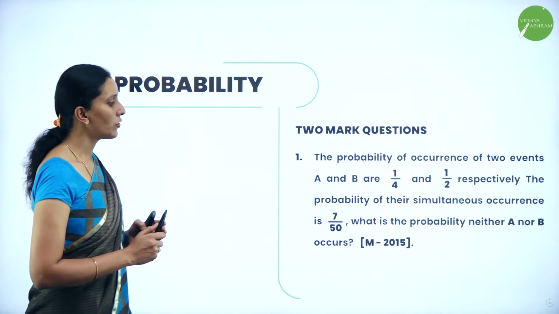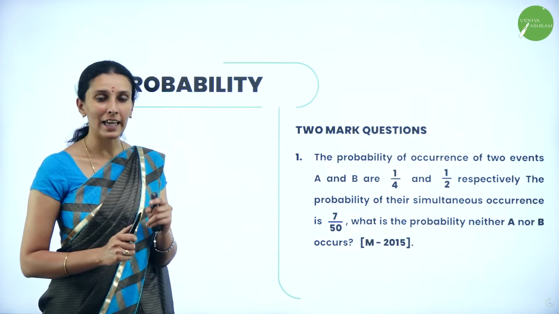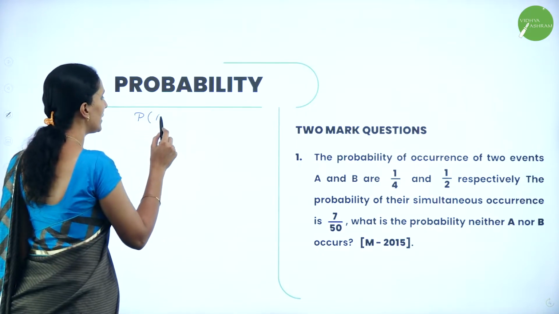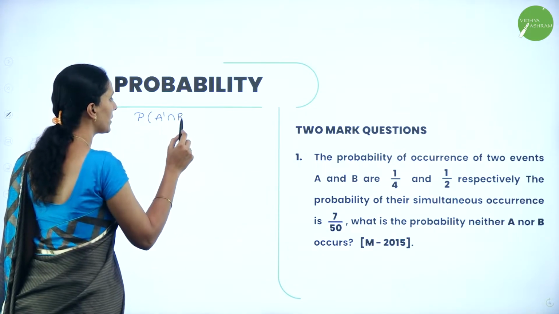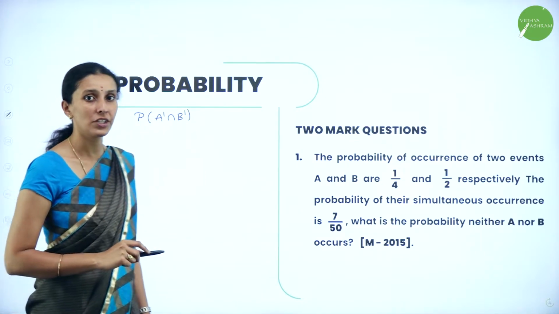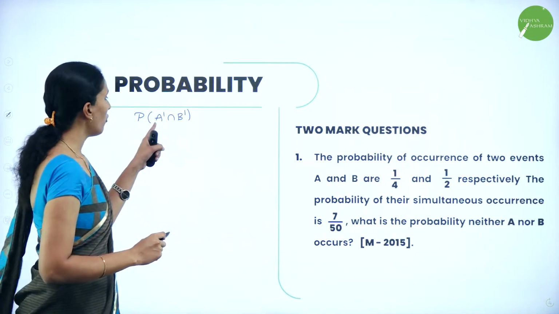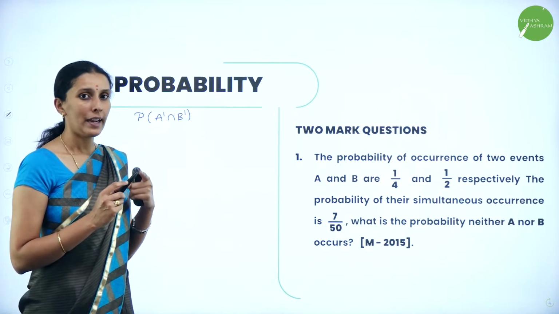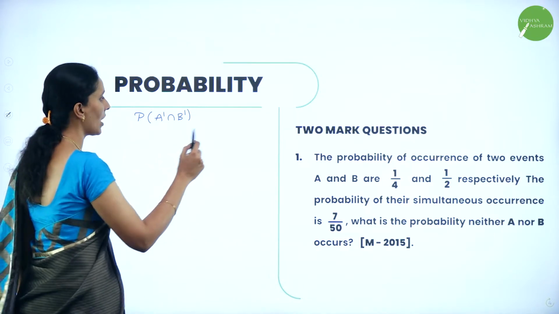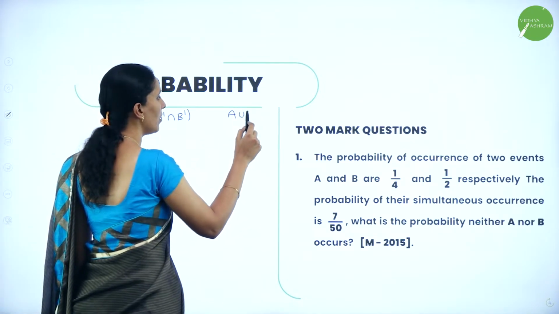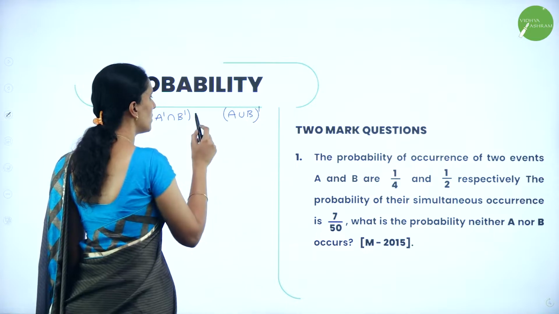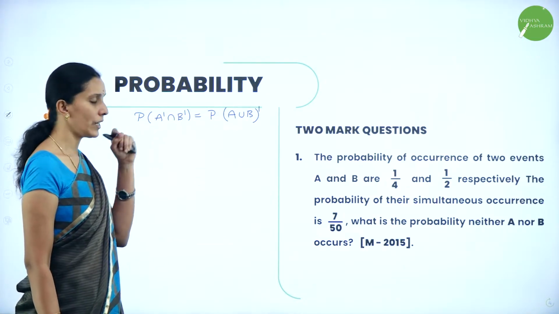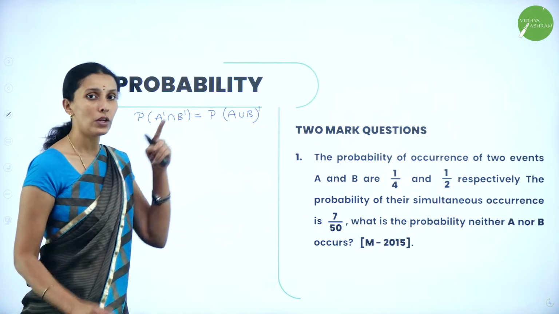So here we need to find out the probability of neither A nor B. So we will write the probability of neither A nor B like this, that is A dash intersection B dash. We know from De Morgan's law that A dash intersection B dash can be written as A union B whole dash. So therefore, I can equate the probability of A dash intersection B dash to the probability of A union B whole dash.